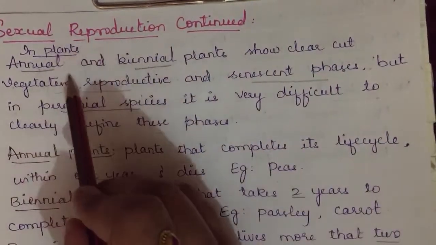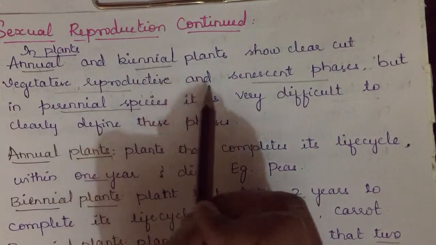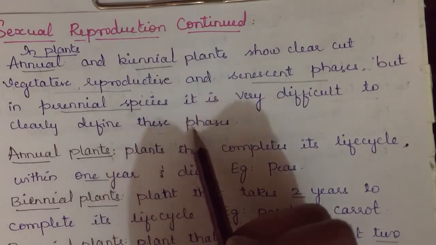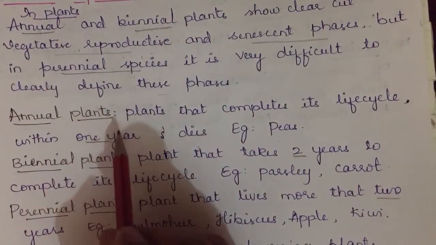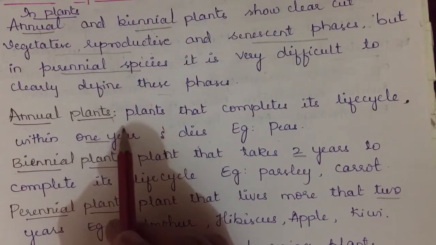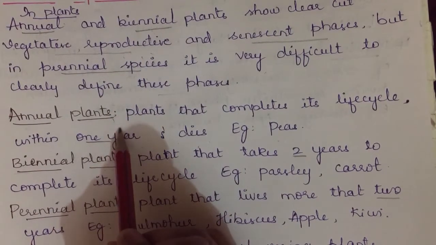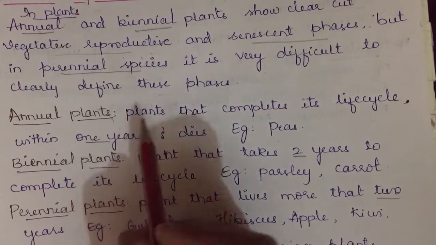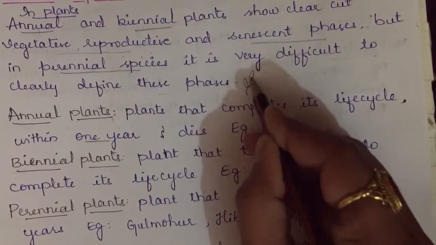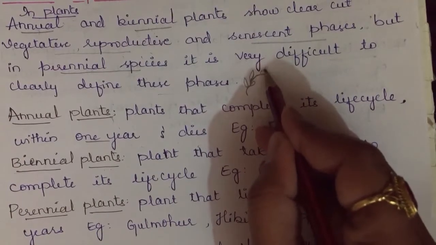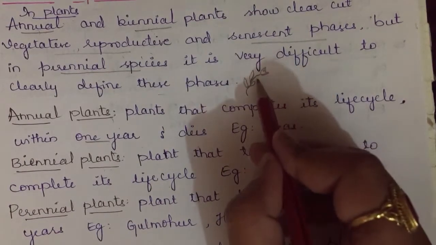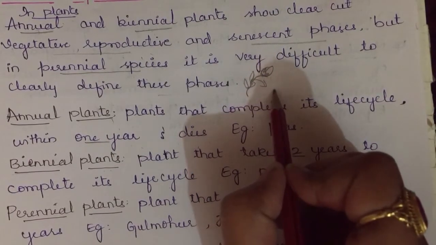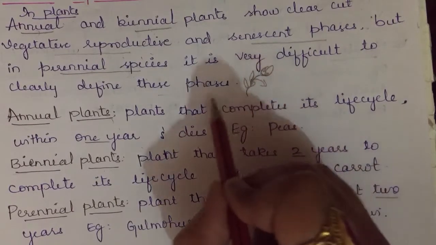What does it say? Annual and biennial plants show clear-cut vegetative, reproductive and senescent phases, but in perennial species it is very difficult to clearly define these three phases. So how is it? Annual plants live only for 1 year, so it is very easy to identify within that year which is the juvenile or vegetative phase and which is the reproductive phase. When the plant starts to grow, that is the juvenile phase. As soon as it starts to produce flowers, it has started the reproductive phase. As soon as it has produced fruits, this plant will die. Then we say it is entering the senescence phase. So it is very clear.